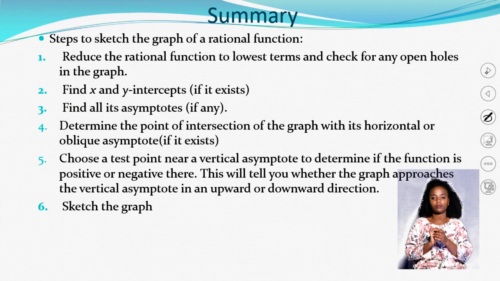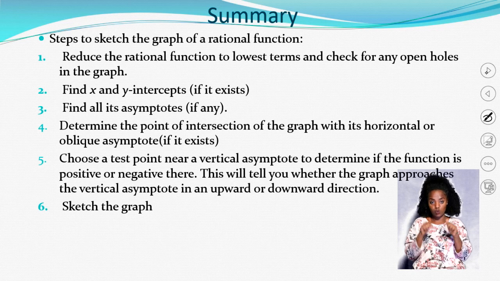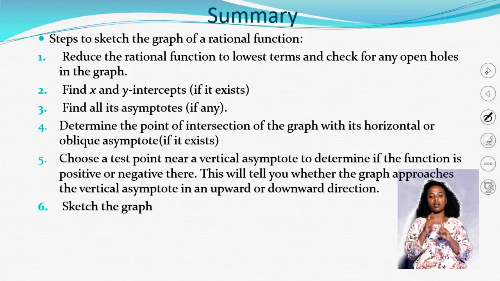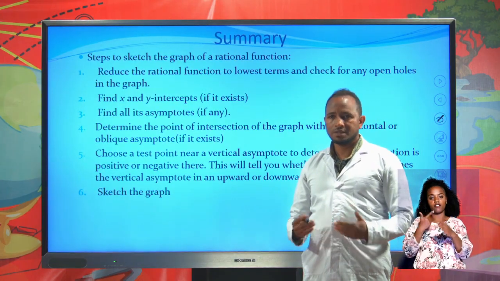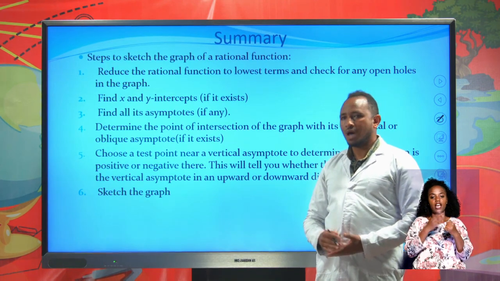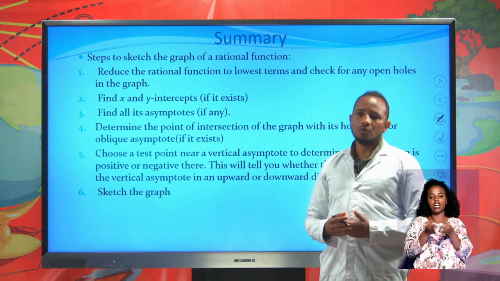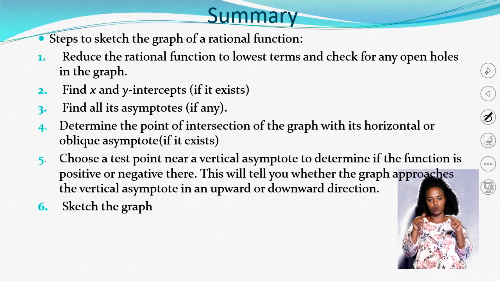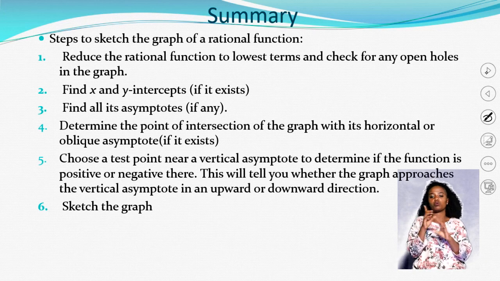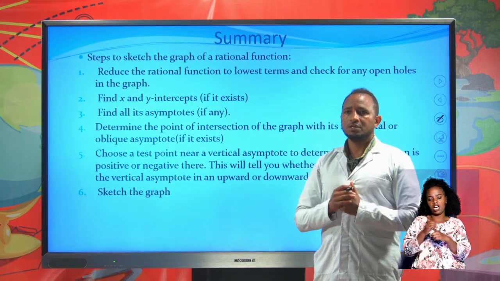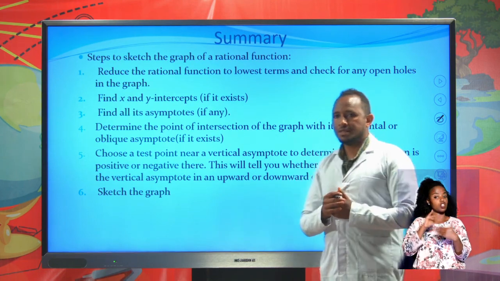To summarize what we have seen today, the steps to sketch the graph of a rational function. First, reduce the rational function to the lowest terms and check for any open holes in the graph. After that, find the x and y intercepts if they exist, and find all its asymptotes. Then determine the point of intersection of the graph with the horizontal or oblique asymptote. Finally, choose a test point near the vertical asymptote to see the behavior of the graph near that point, whether it's upward or downward. After that, sketch the graph. This is all about today's lesson.